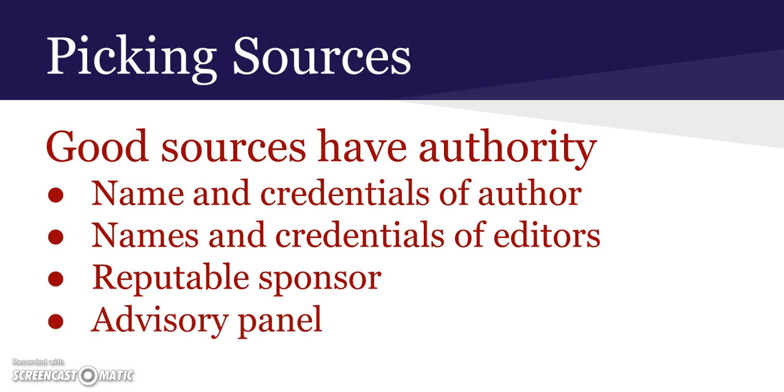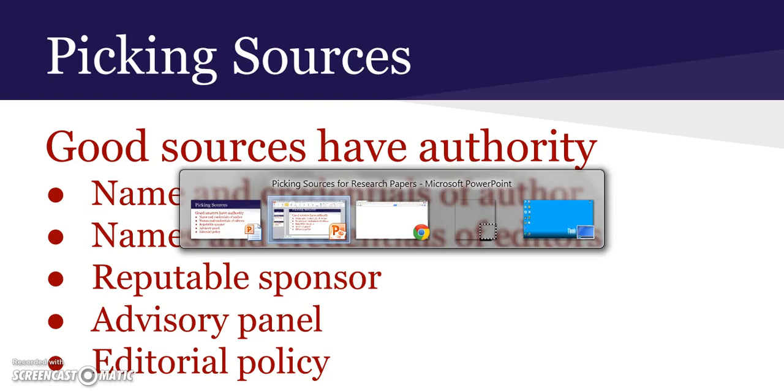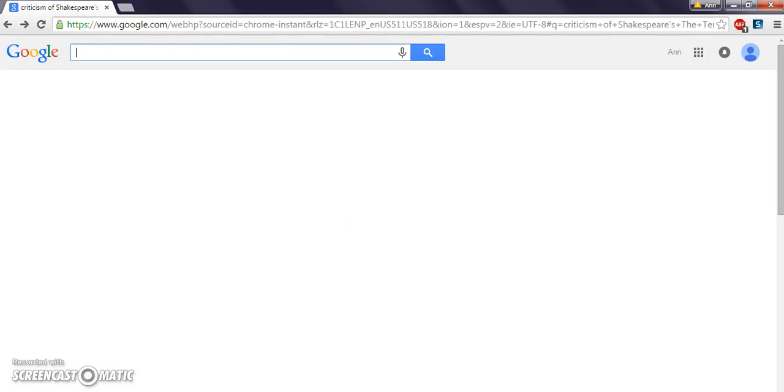Fourth, there's some sort of advisory panel consisting of experts in the field who offer advice to the website producers about the content. And fifth, there's a clearly identified editorial policy that explains how material is evaluated prior to publication. Now let's take a look at a stinker of a site and at a decent one. Let's say we're doing a paper on Shakespeare's play The Tempest. We could go to Google and type in "criticism of Shakespeare's The Tempest," and we'll see what happens.